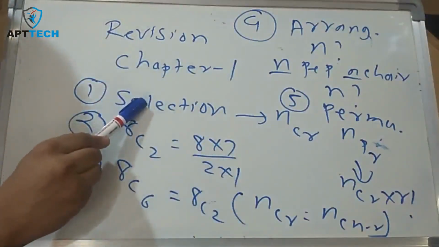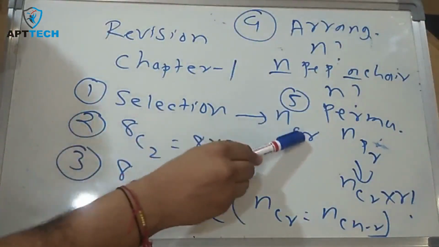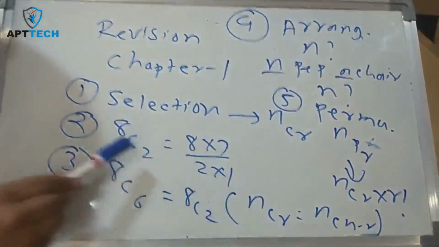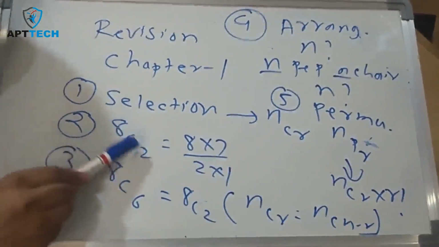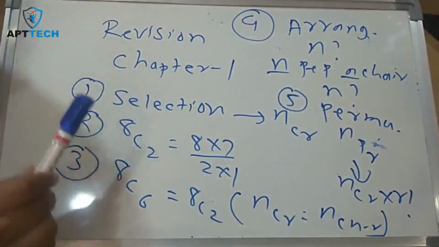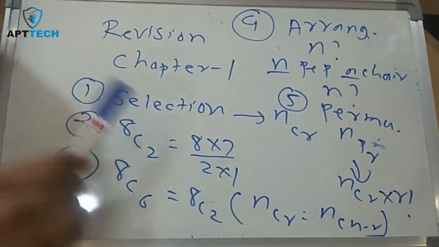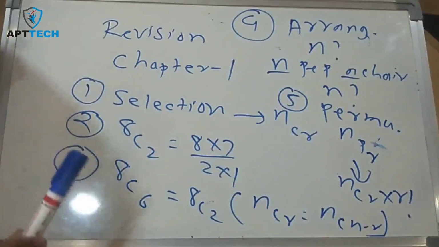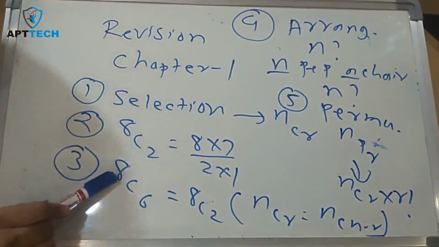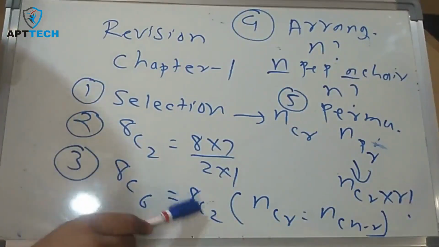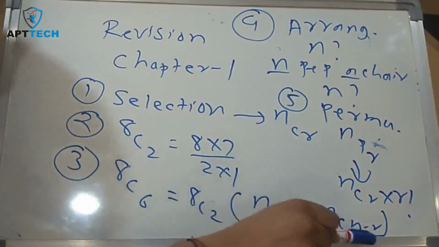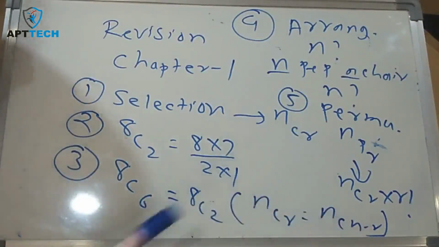If the selection process comes in the picture, apply combination nCr. The calculation analogy would be: if 8C2 happens, 8 into 7 upon 2 into 1. If 5C1 happens, 5 upon 1. If 6C2 happens, 6 into 5 upon 2 into 1. Now base reduction: 8C6 is equal to 8C2, which is nCr is nC(n minus r).